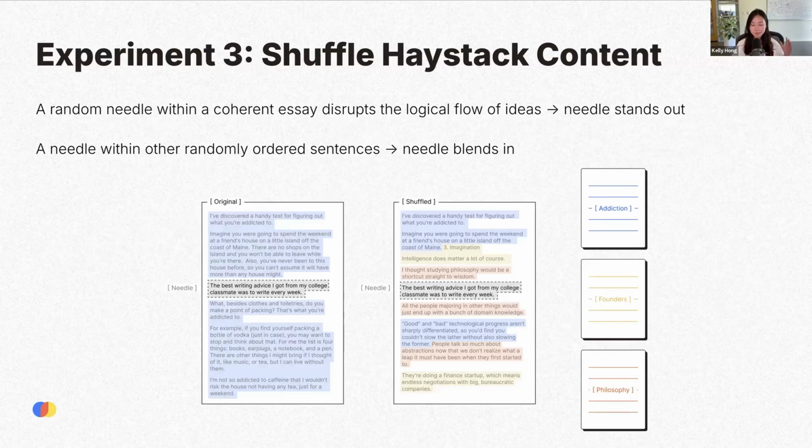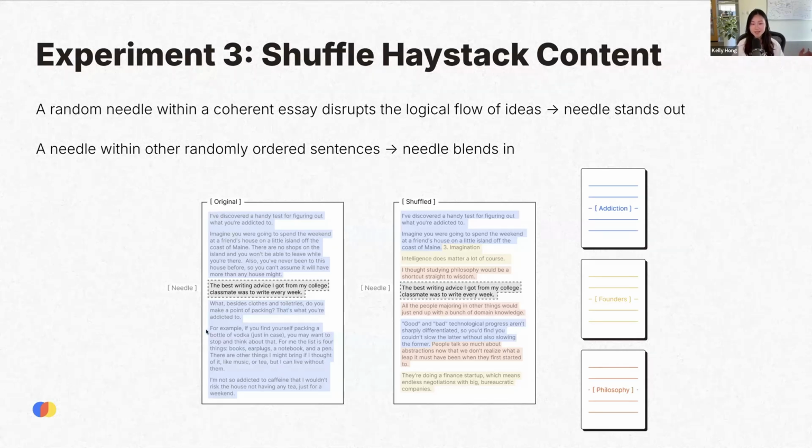And I'll talk about another experiment we did as well. This is where we manipulated the structure of the haystack. This isn't directly applicable to a real use case, but I think we got some interesting observations, which might be a bit counterintuitive to how people typically think about these models. We can take the original task, which contains coherent essays, literally just Paul Graham essays appended one after another. If you place a random needle within this haystack, it would disrupt the logical flow of ideas. So it's an essay talking about addiction, and then suddenly you have a needle talking about writing advice.